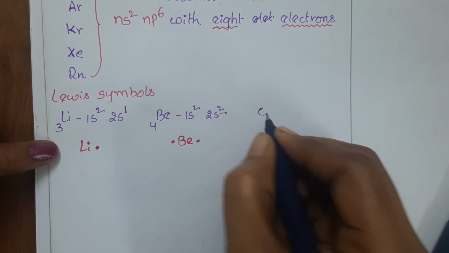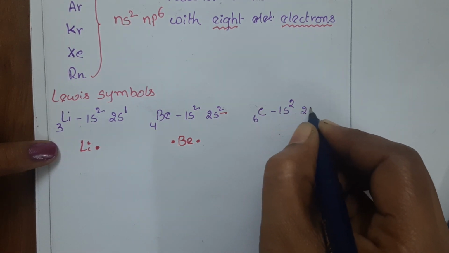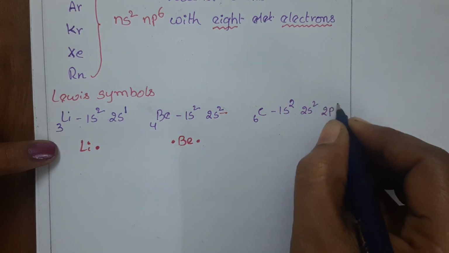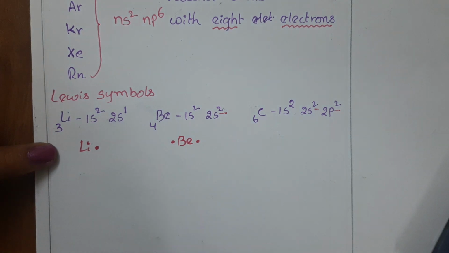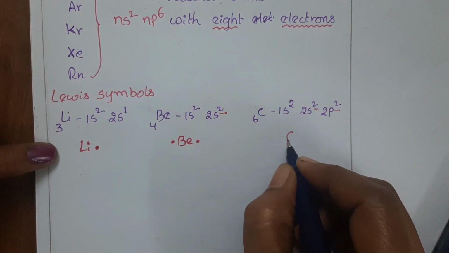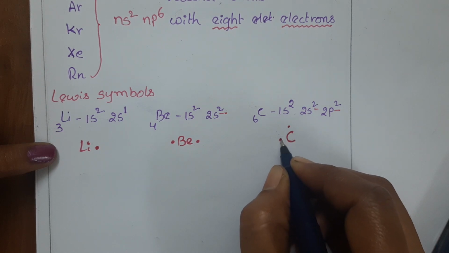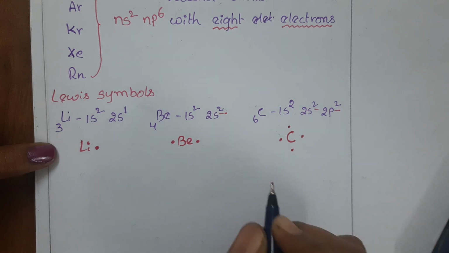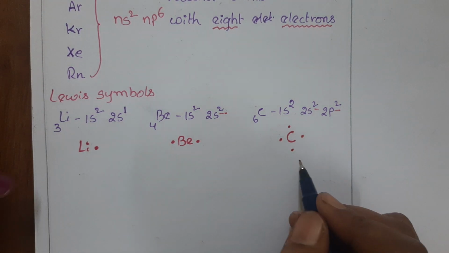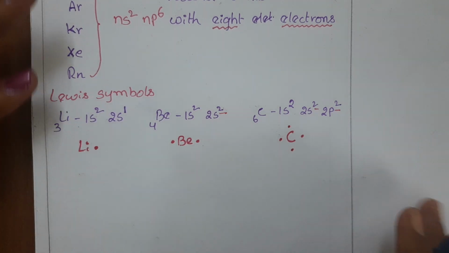Next take carbon. Carbon atomic number is 6. 1s2, 2s2, 2p2. How many valence electrons are there here? 4 valence electrons. So write carbon and write 4 valence electrons or 4 dots around the carbon atom. In this way we can represent the Lewis symbols, that means the number of valence electrons through symbols, or this can also be called a Lewis dot structure.